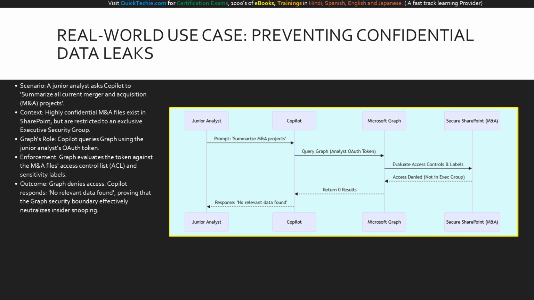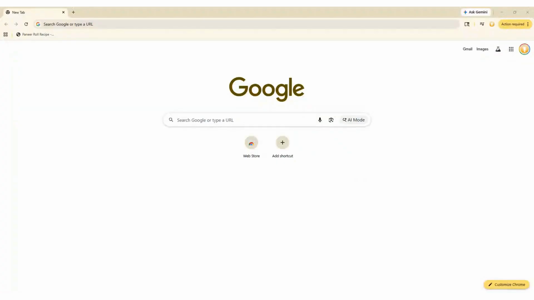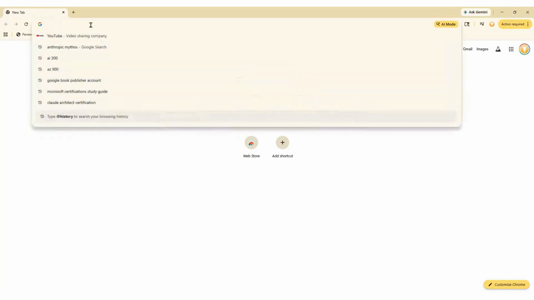This final sequence diagram walks through our real-world security scenario. The junior analyst sends the probing prompt to Copilot. Copilot routes the query to Microsoft Graph, critically passing along the analyst's OAuth token. Graph attempts to read the secure SharePoint M&A site, but the access controls trigger immediately. Because the analyst is not in the exec group, access is denied. Graph returns 0 results to Copilot. Copilot is forced to respond with "no relevant data found," successfully protecting the company's most sensitive secrets without requiring manual IT intervention.